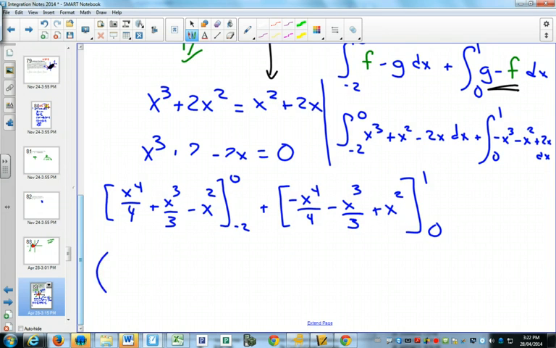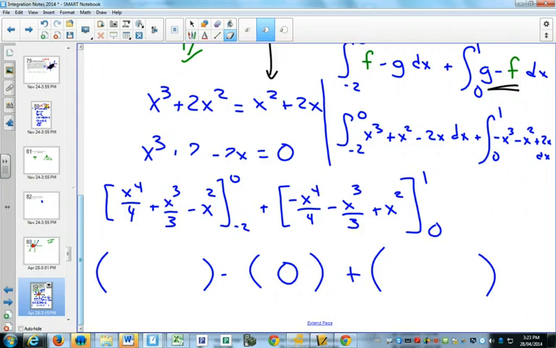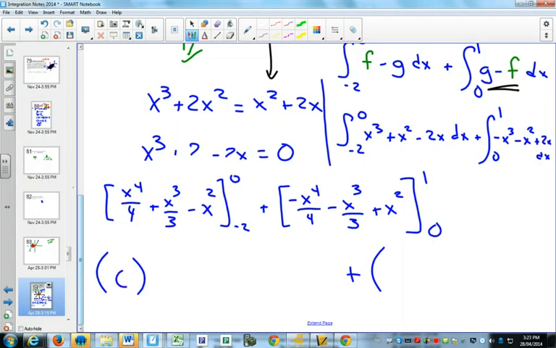So this one will be plug in the -2 and minus what happens when you plug in the 0. I'm going to do that in mental math first. You're going to plug in the 0 first, right? You plug in the bigger number first. We'll figure that out afterwards.